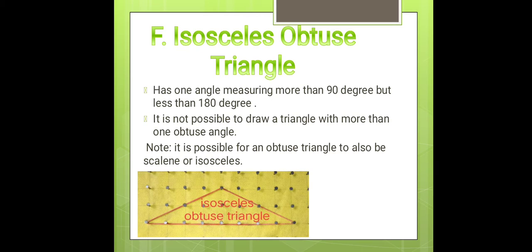Isosceles obtuse triangle has one angle measuring more than 90 degrees but less than 180 degrees. It is not possible to draw a triangle with more than one obtuse angle. Note, it is possible for an obtuse triangle to also be scalene or isosceles.